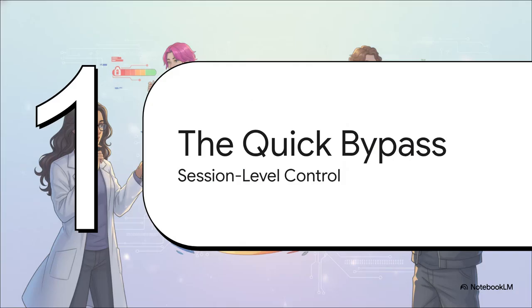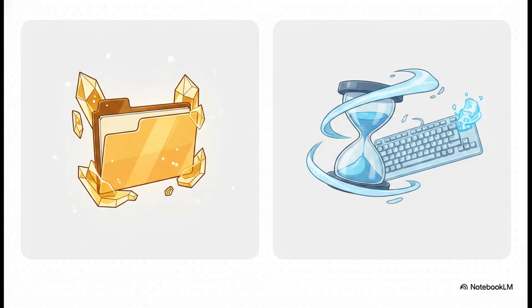Section 3. The quick bypass. Session-level control. Because what if you don't want to mess with project files? Maybe you're just dropping into a code base for an hour and want to get straight into the zone. Really, it comes down to two primary options depending on what you're tackling. On one side, you've got the project-level permanent fix we just covered, the one editing the local JSON file so that specific commands are always allowed.